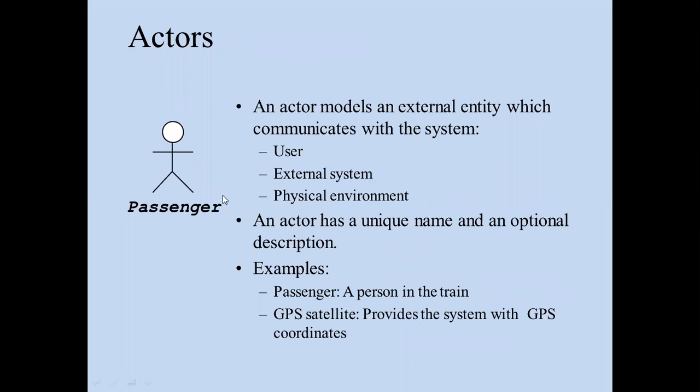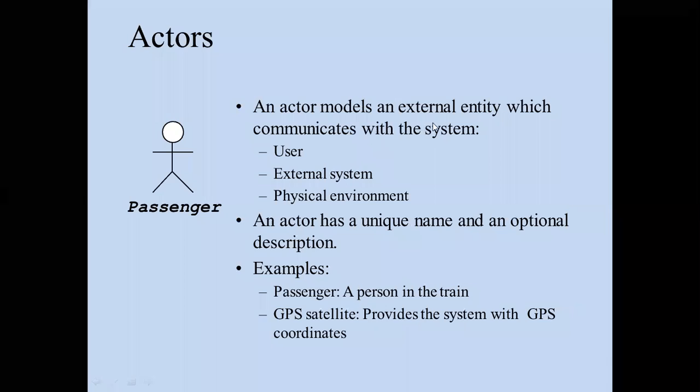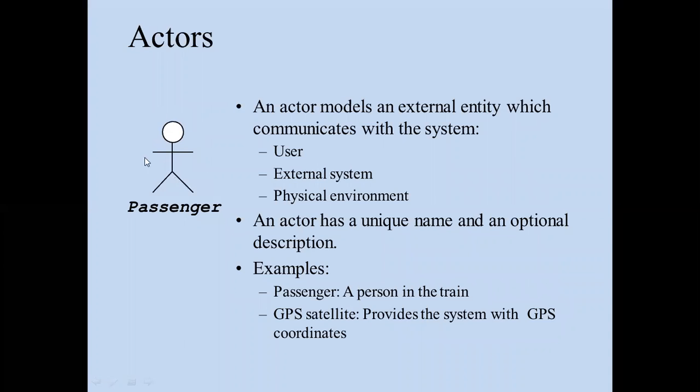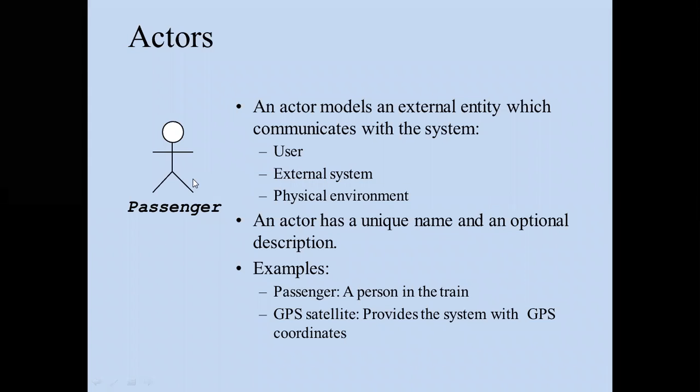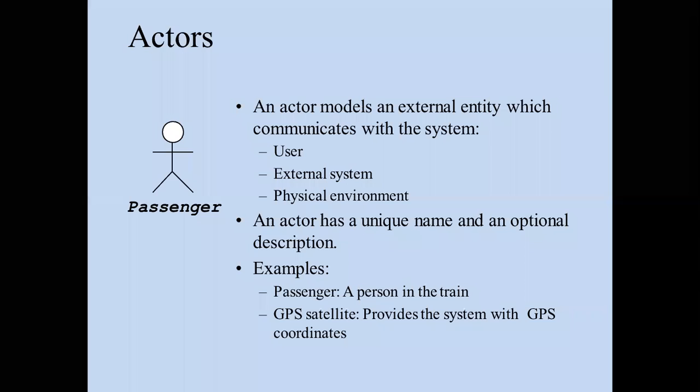An actor models an external entity which communicates with the system. An actor can be a user, an external system, or a physical environment that interacts with the system. An actor has a unique name and an optional description. Here you can see an example of an actor: the actor is the passenger, a person in the train.